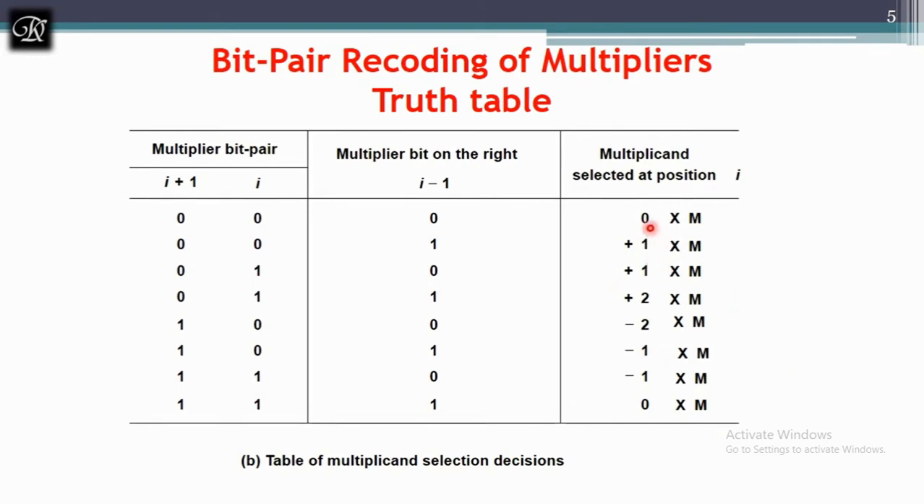A simple way to remember is, from 1 to 3 in binary, it is 001, 010, 011. It is plus, plus, plus. It means plus 1, plus 1, and the addition of these two is plus 2. And from 4 to 6, that is 100, 101 and 110, it is minus 2, minus 1, minus 1, the reverse of the previous. That's it. This is the easy way to remember this truth table.